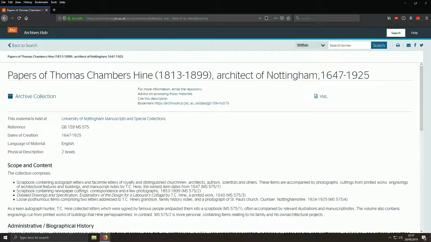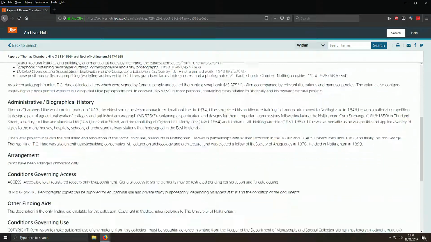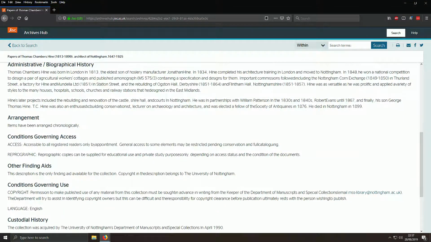So here we are in the archives hub of the papers of Thomas Chambers Hine. Now obviously I can't view them all because as usual you've got to pay for stuff, but it gives you a bit of a look-see. Thomas Chambers Hine was born in London in 1813, the eldest son of a hosiery manufacturer, Jonathan Hine. In 1834 Hine completed his architecture training in London and moved to Nottingham. In 1848, he won a national competition to design a pair of agricultural workers' cottages and published a monograph containing a specification and designs for them. Important commissions followed, including the Nottingham Corn Exchange in Thurland Street, a factory for Hine and Mundella Limited in Station Street, and the rebuilding of Oxton Hall in Derbyshire and Flintham Hall in Nottinghamshire.